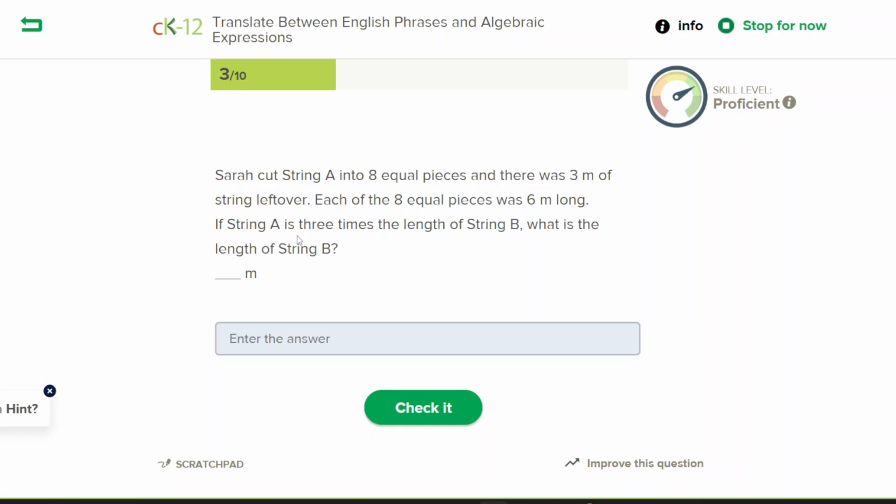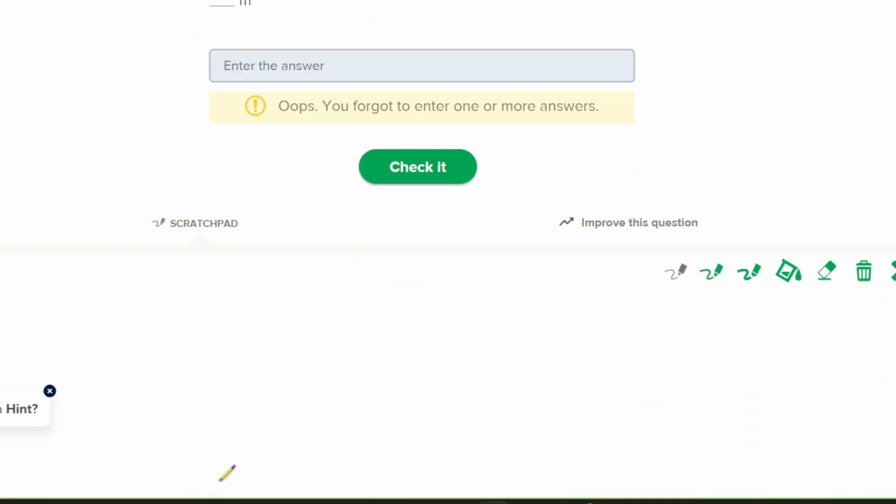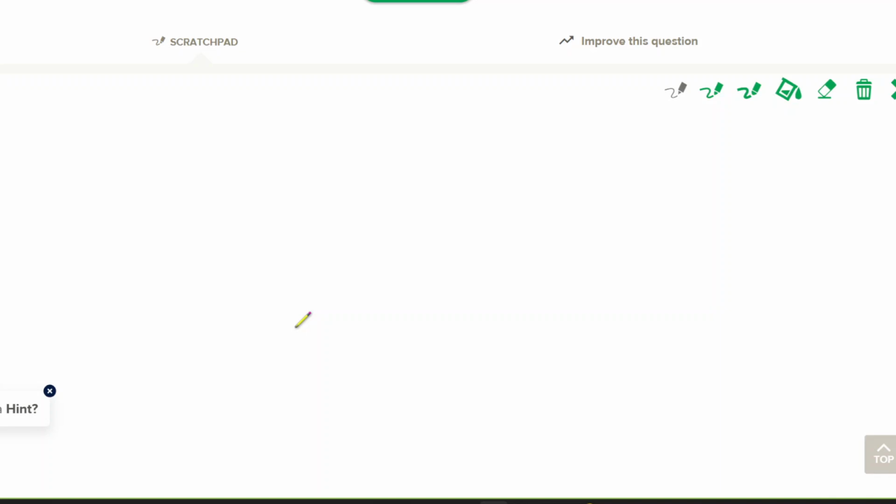And then it says here, string A is, right? So when you see the word is or some version of the form to be, is, are, was, were, that will represent equals, equality, equation. So string A is 3 times the length of string B. What is the length of string B? And they want to fill in the blank with meters here. Oops, I didn't enter an answer. I want to go to the scratch pad. My apologies. All right, so to the scratch pad here.